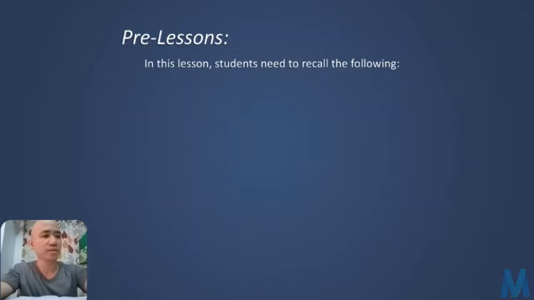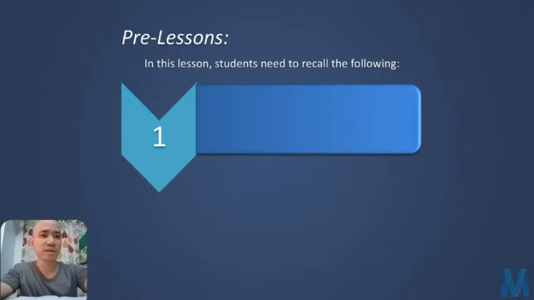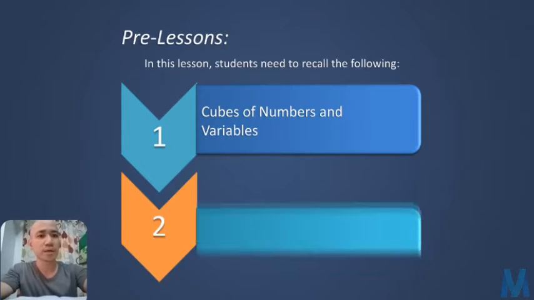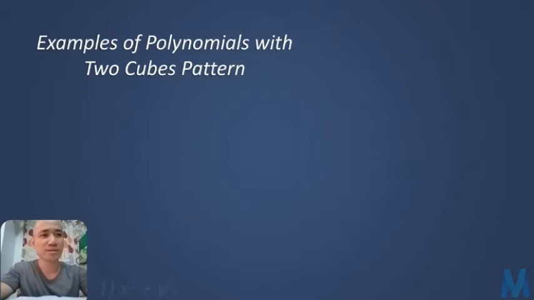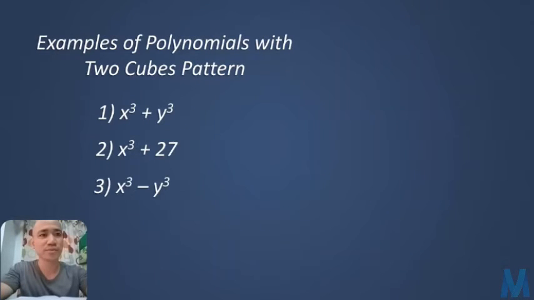Okay? So, antes kita mag-factor sang 2 cubes pattern, mayara kita sa mga pre-lessons nga dapat naton balikan. So, first we have the cubes of numbers and variables. Then, operations on signed numbers. So, i-recall naton ang mga cube numbers kag cube variables. Paano kakambal ang isa ka number is a cube kag ang isa ka variable is a cube. And at the same time, recall taman ang mga rules naton kung paano mag-add, mag-subtract, mag-multiply, kag mag-divide sa mga integers.